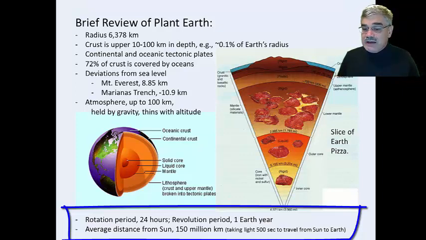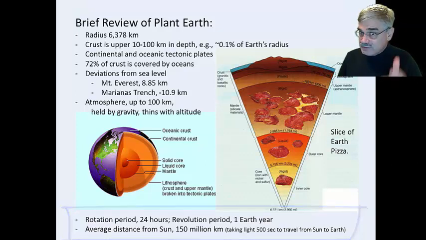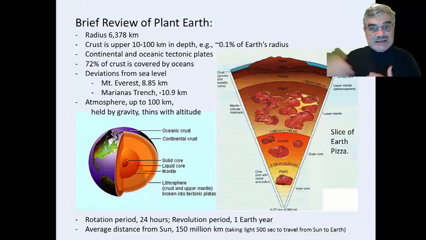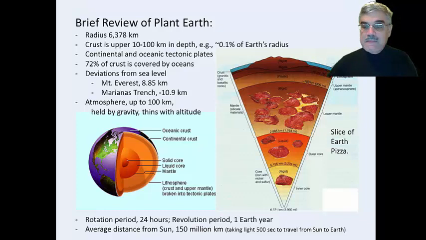But let's also point out that it takes light from the sun 500 seconds, and you know light travels as fast as is possible, to travel from the sun to the Earth. So that's 8 minutes and 20 seconds. Think about that. If the sun had exploded, it would take 8 minutes for us to notice it on planet Earth. That's how far away the sun is.